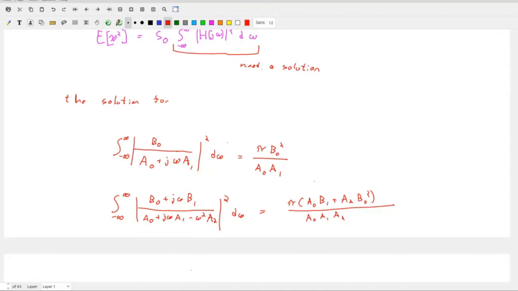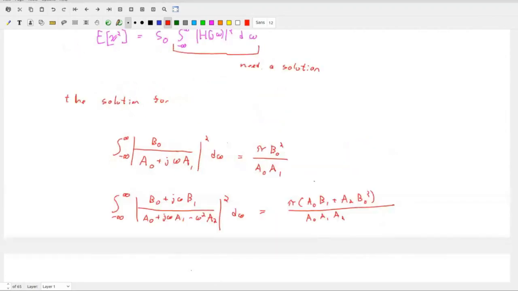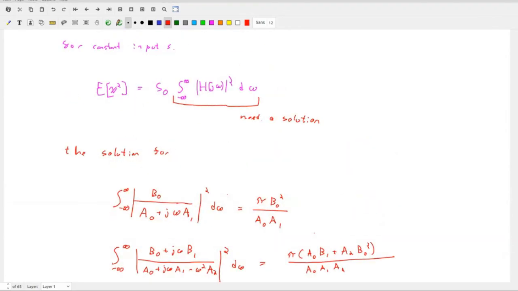And so you can go ahead and use these to solve for the expected outcome in terms of mean and variance.